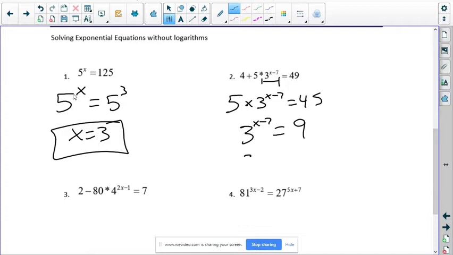Well, we know what 9 is. 9 is the same thing as 3 squared. We can get this common base. And when these two expressions are equal, it's not like 3 to the 14th equals 3 squared. No, this number right here needs to be 2. So we can go x minus 7 equals 2, and so our x value is 9.